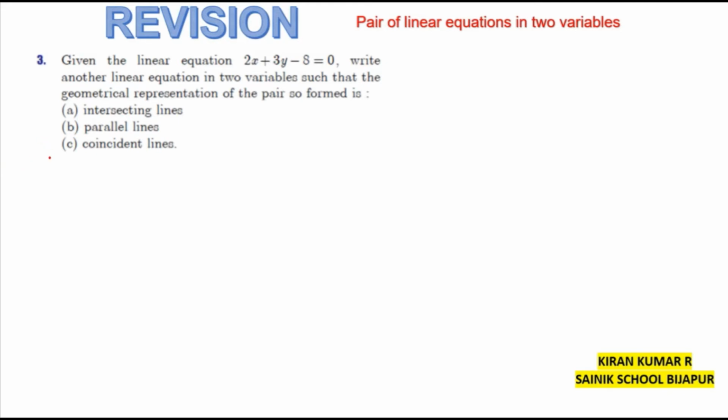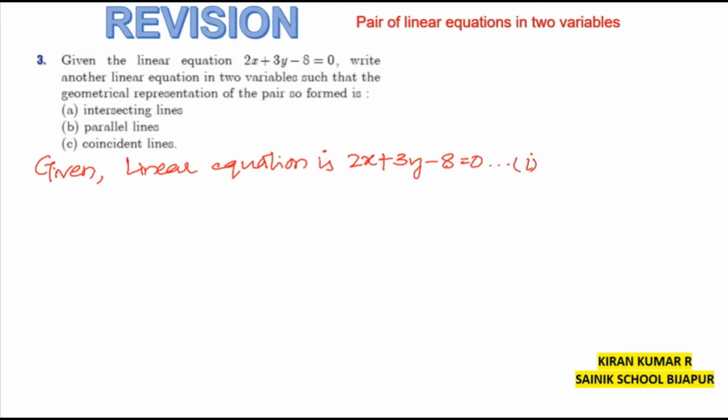What is given to us? Given is one of the linear equations: 2x plus 3y minus 8 equal to 0. This is equation 1. Now I have to find equation 2 for these three conditions.